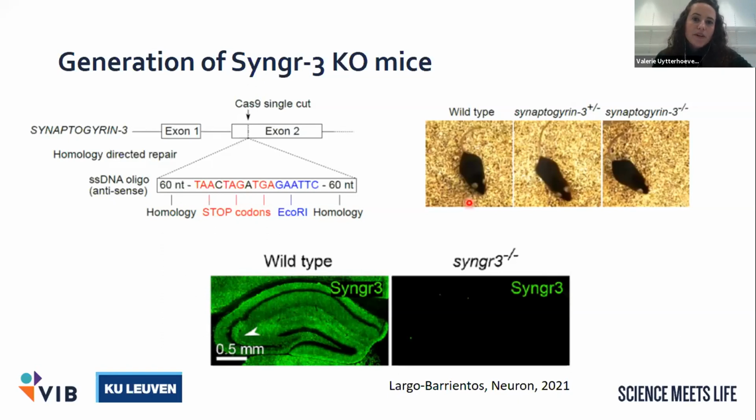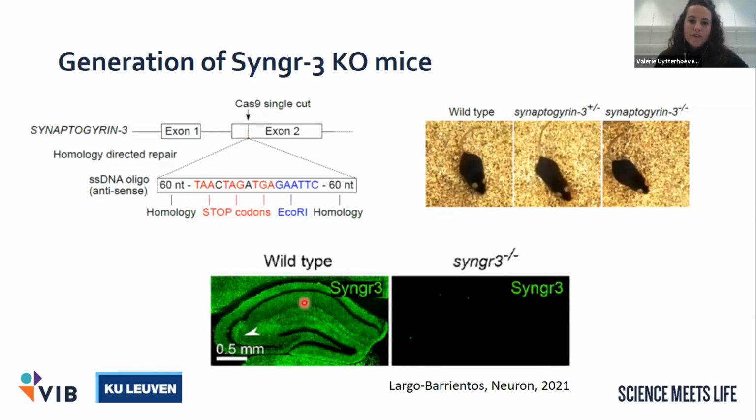First we created the synaptogyrin 3 knockout mouse because it was not available. We used the CRISPR-Cas9 technique to introduce a stop codon in the second exon of the synaptogyrin 3 locus. These mice are happily running around. They don't show any defect with body weight. Also, the synaptic markers are present. They do well in a rotarod test. Their survival is comparable to their wild-type littermates.